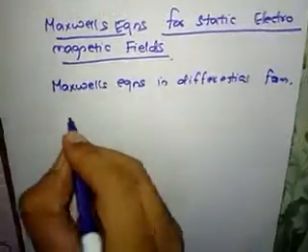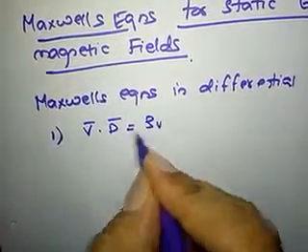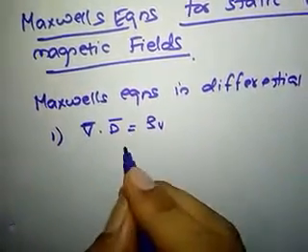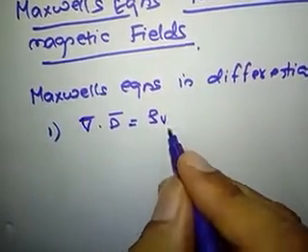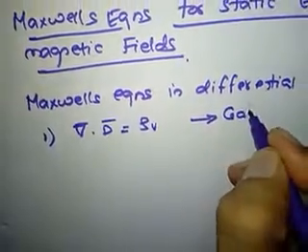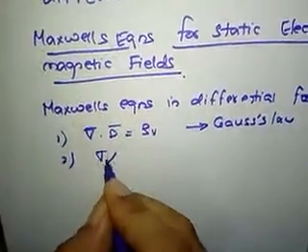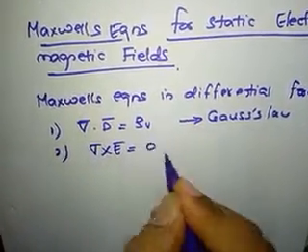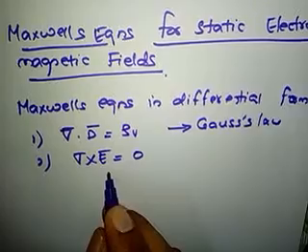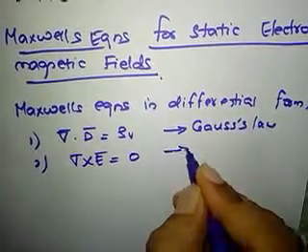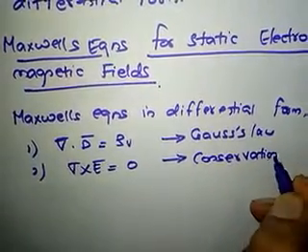So what are these equations? The first equation, del dot D bar is equal to rho v, that is, divergence of the electric flux density is equal to volume charge density. This is Gauss law. Then the second equation, del cross E bar is equal to 0, that is, the curl of electric field intensity is equal to 0. This is the law of conservation of electric field.